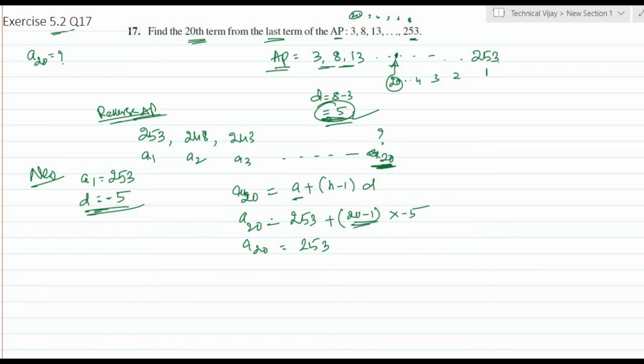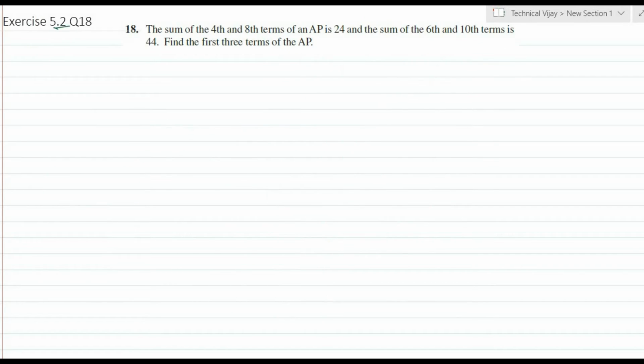So A20 is equal to 253. Here 20 minus 1 means 19. 19 into 5 is 95, and this is minus. So A20 is equal to 253 minus 95. How much is it? It is 158. So now A20 will be 158. So this 158 is the 20th term from the last term.